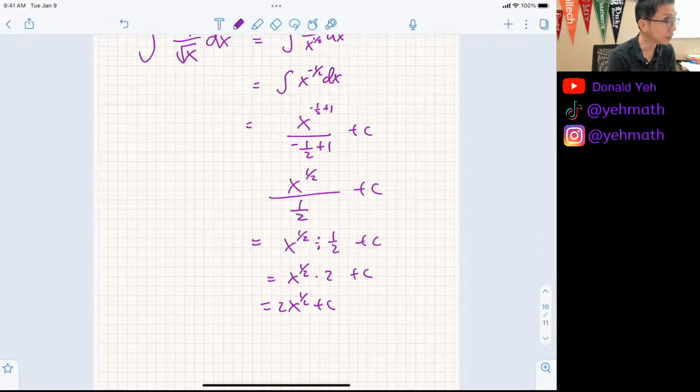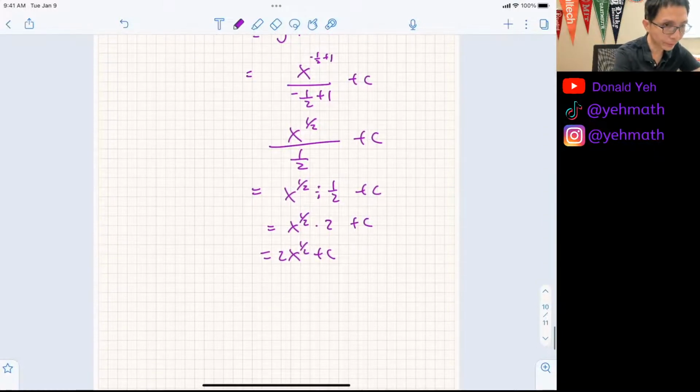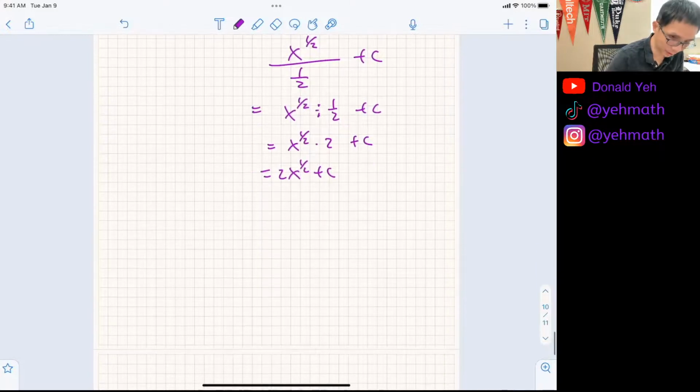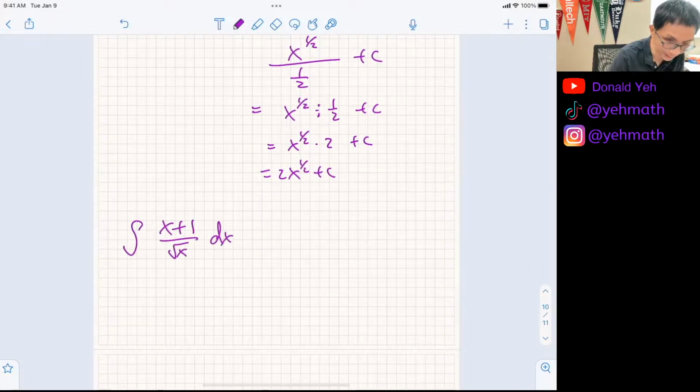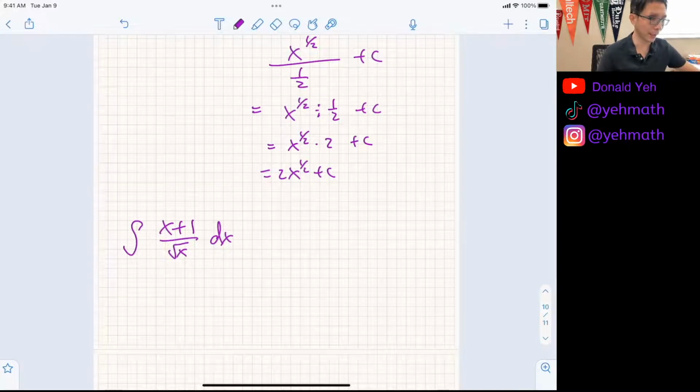Are we okay here? Okay. Let's talk about our next one. It will be the integration of x plus 1 over square root x dx. Now remember this, before you start, rewrite using algebra.